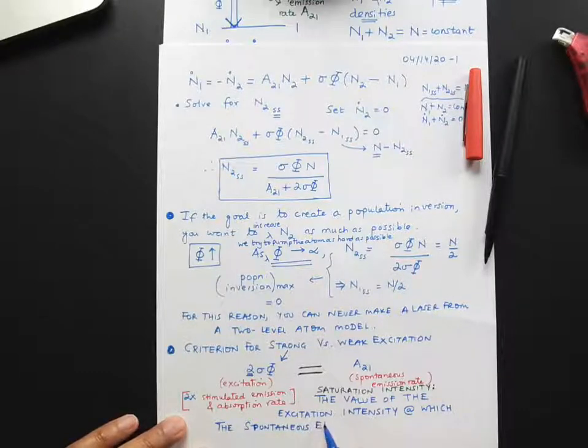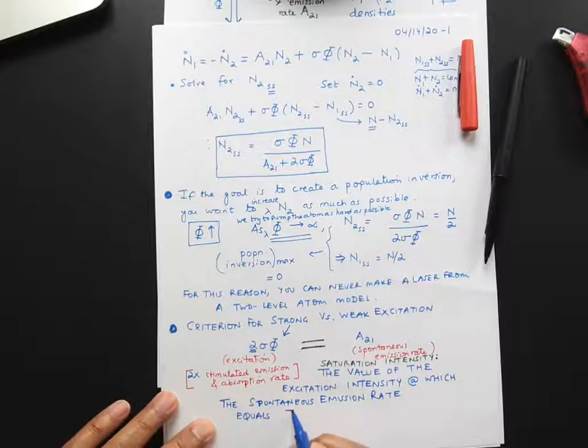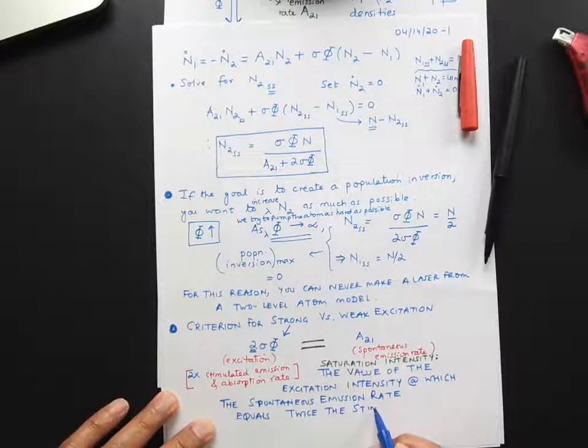Now the spontaneous emission rate has nothing to do with the excitation intensity. It is a constant for the atom, right? It's 6 megahertz for rubidium. It's 10 megahertz for sodium. You've derived these, you've calculated these quantities. It's the excitation intensity at which the spontaneous emission rate equals twice the stimulated emission rate. The stimulated emission rate very much depends upon the intensity, right?